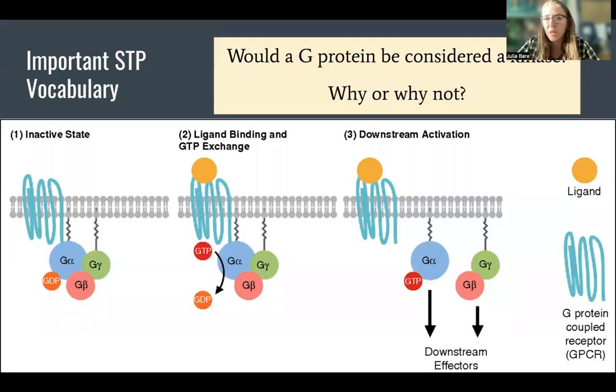So my question for you here is, would a G protein be considered a kinase? Why or why not? I want you to pause the video for a second and try to answer this question on your own, and then I'll give you the answer when you come back.